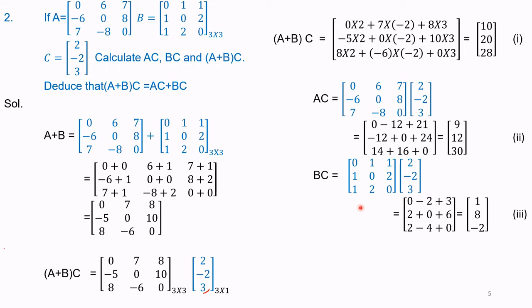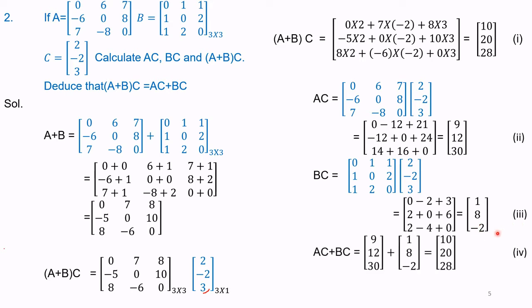Therefore, we get 0 into 2, 1 into minus 2, 1 into 3. First element and first row. Then 1 into 2 plus 0 into minus 2 and 2 into 3. That is 6. The second row. In the last row, we get 1 into 2, 2 into minus 2 is minus 4, 0 into 3 is 0. So BC is, we have found 1, 8, minus 2. Let it be equation 3.